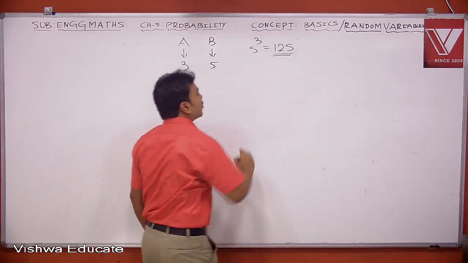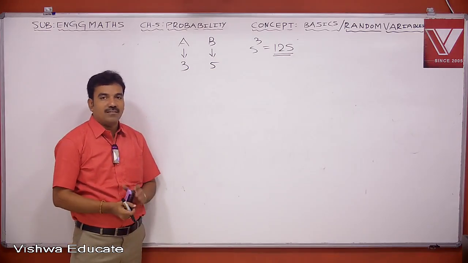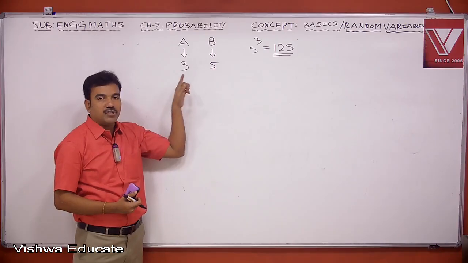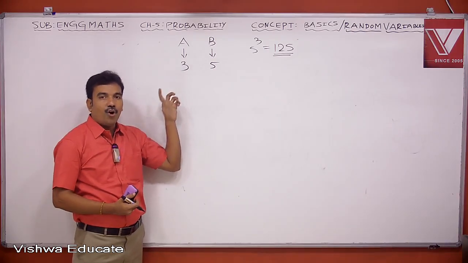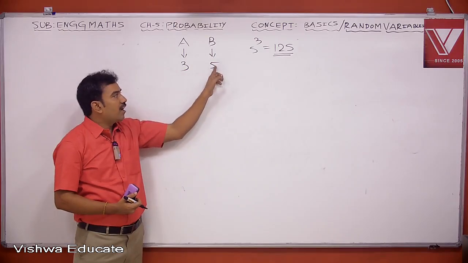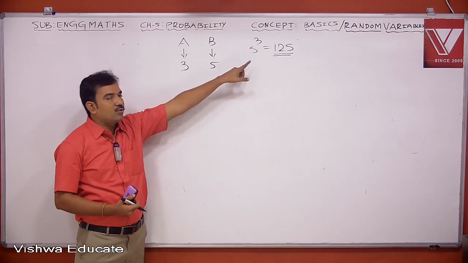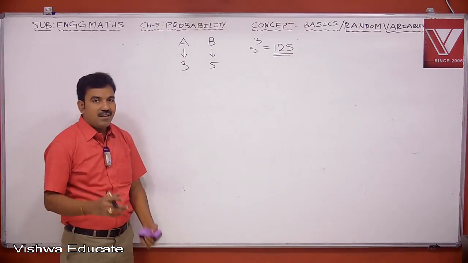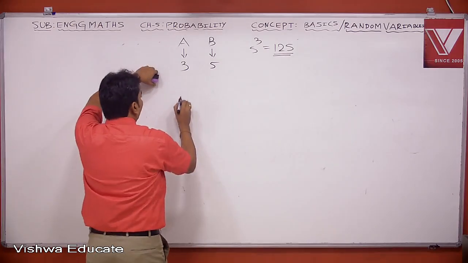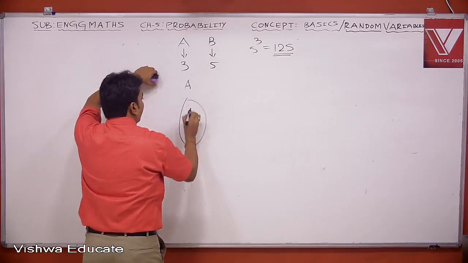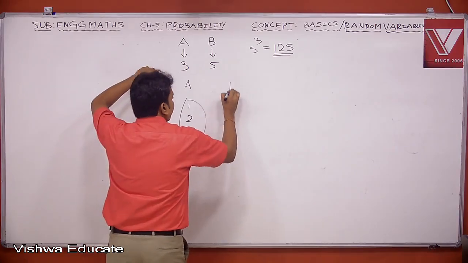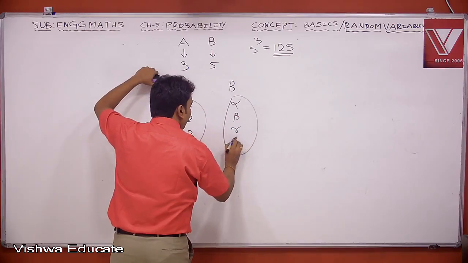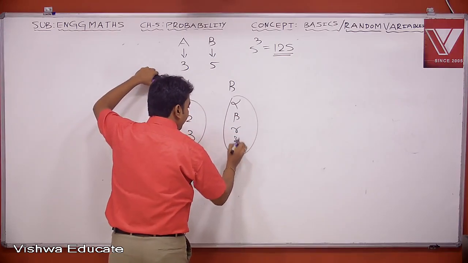So out of these 125, how many functions are one-one? This is my question. A and B are 2 sets having 3 and 5 elements respectively. So how many functions are possible at first? 5 power 3. So you will get 125 functions. Out of these 125, how many functions are one-one functions? Let us see. Suppose the set A is like this. This is 1, 2, 3. The second set B is like this: alpha, beta, gamma, for example delta, and for example P, element P.